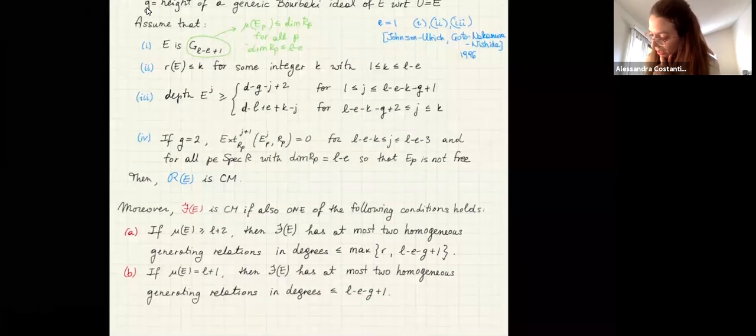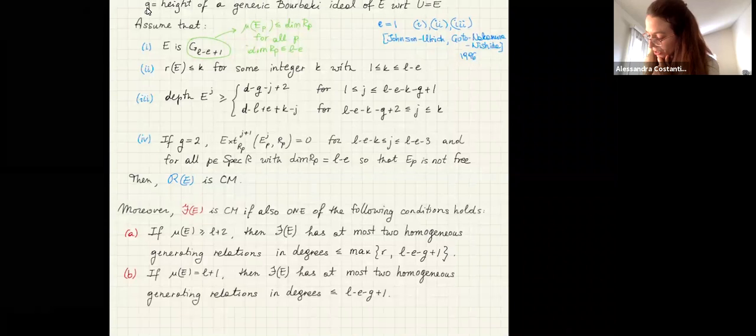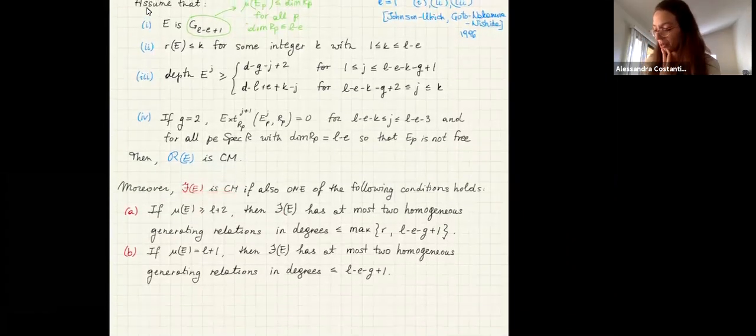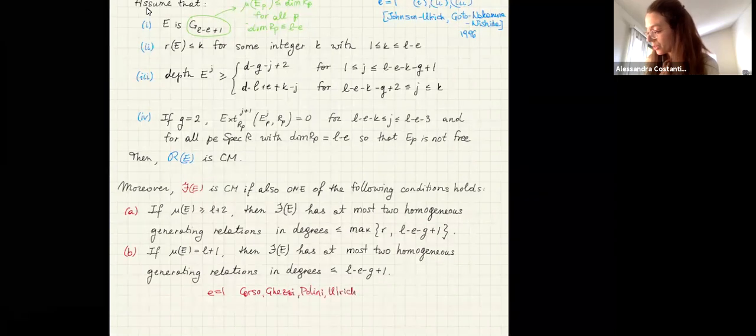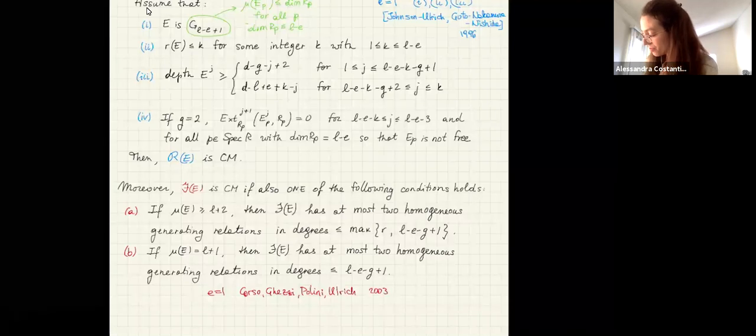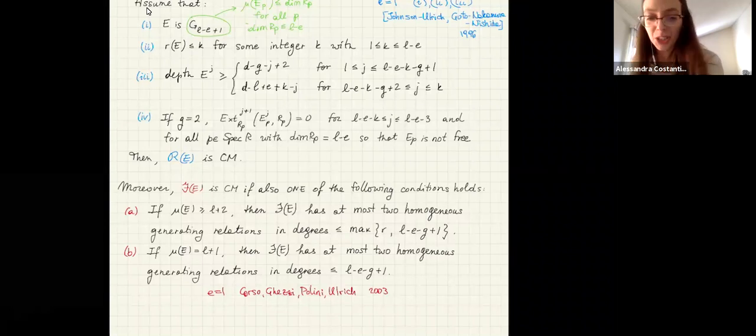And the remaining 2 conditions are conditions on the number of generators of your module in relation also with the generating relations of the fiber cone. Then in this case, also the fiber cone is Cohen-Macaulay. And for E equal 1, this is a result by Corso, Ghezzi, Polini, and Ulrich from 2003, I believe. Maybe some 2000, I don't remember the year.